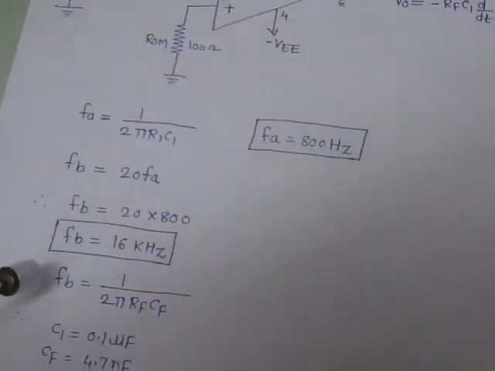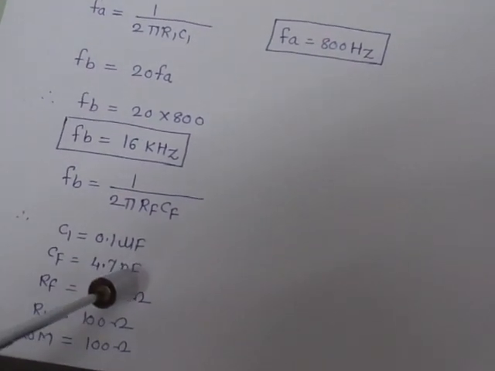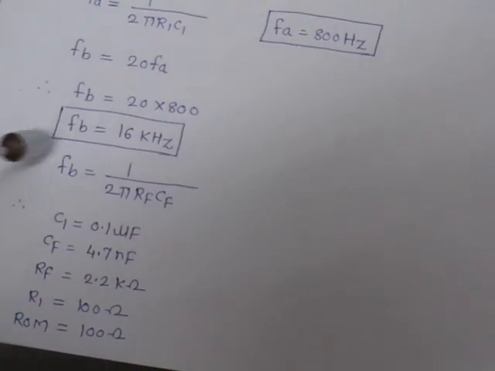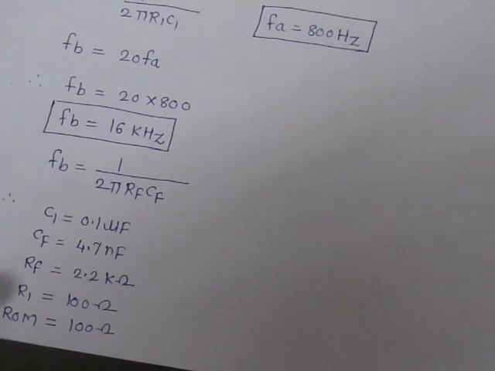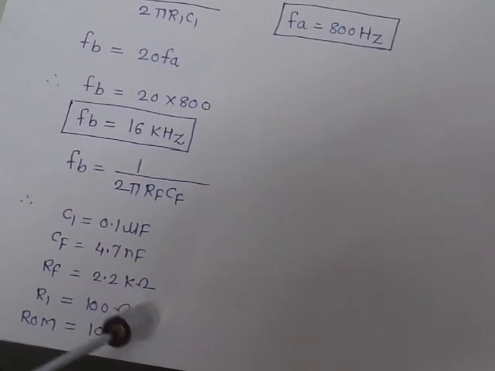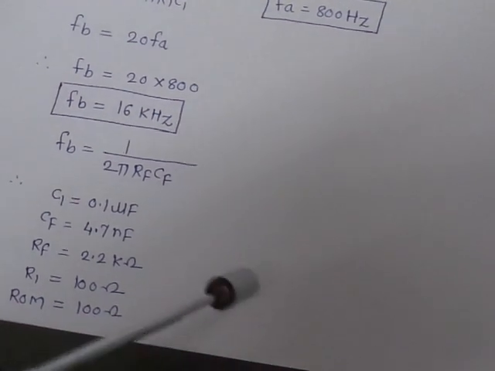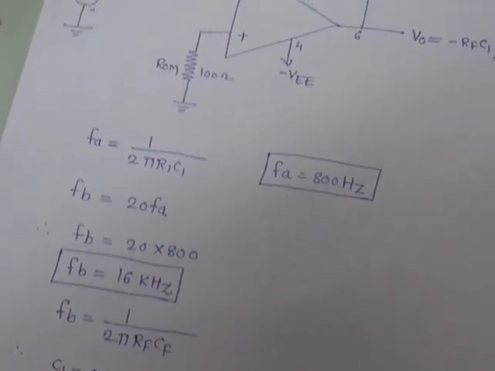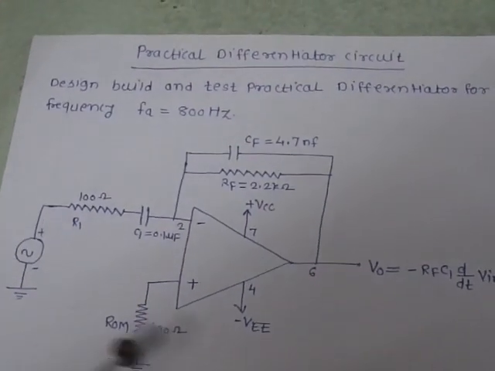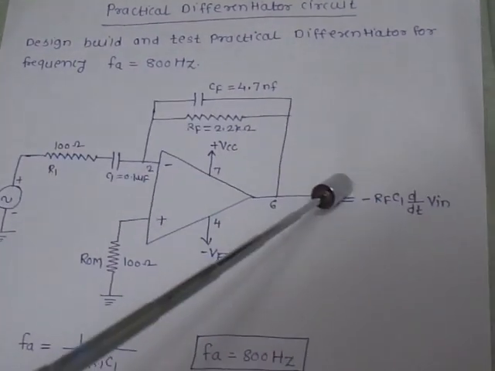With this consideration, let C1 be equal to 0.1 microfarad and CF equal to 4.7 nanofarad. By putting these values of C1 and CF in these formulas, we have RF equal to 2.2 kilo ohm and R1 equal to 100 ohm. ROM, the offset minimizing resistor, which is the parallel combination of RF and R1, is approximately equal to 100 ohm. So we have designed this circuitry for FA equal to 800 Hz.